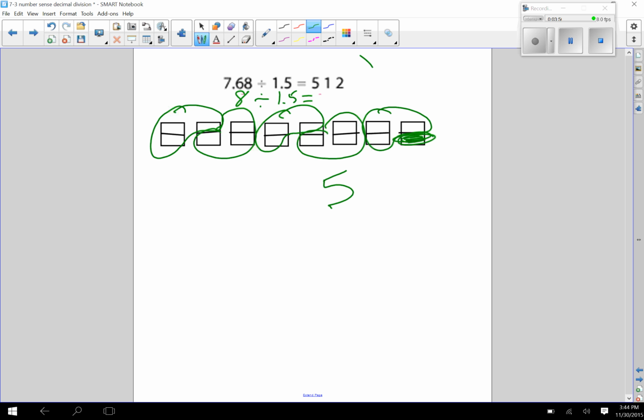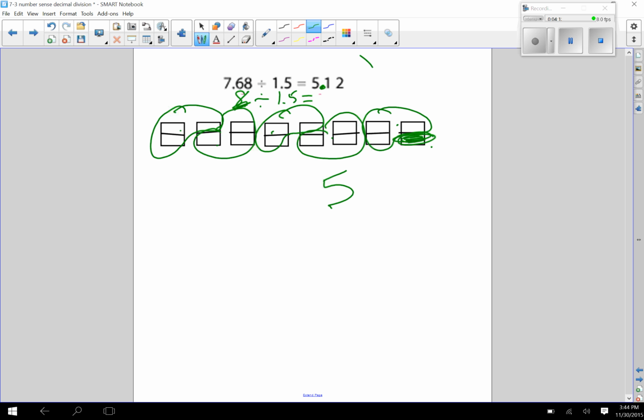Which one of these is going to be, so where am I going to put my decimal point? Here, here, here, or here? Right? 5 and 12 thousandths. 1, 2, 3, 4, 5, and then some left over. Now I came up with 5.5, but that's an estimate because I made this number bigger.